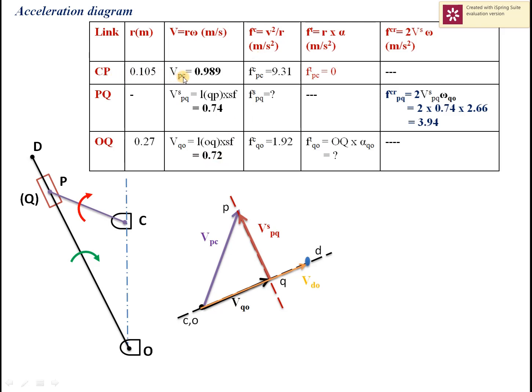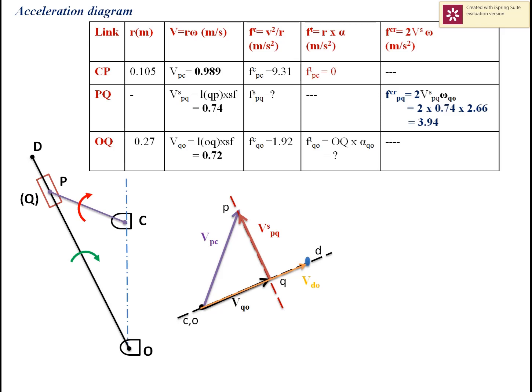For link CP, VPC is equal to 0.989 meter per second, and this is the linear tangential velocity when P rotates about C. So VPC will have two components of acceleration, centripetal component and tangential component. Centripetal component of P relative to C is given by V square upon R, that is 0.989 square divided by radius of rotation 0.105. So FCPC is equal to 9.31 meter per second square.